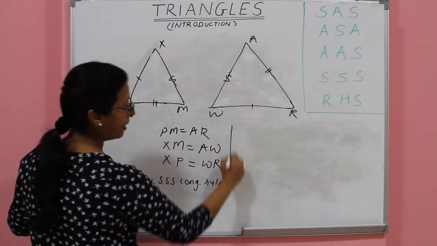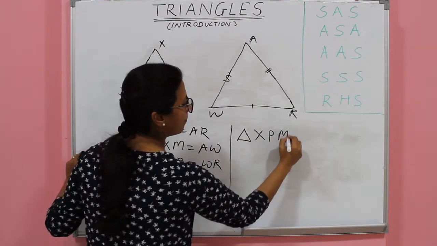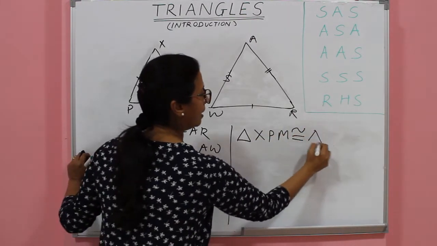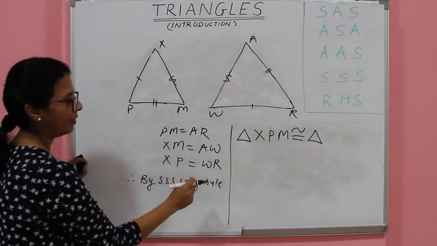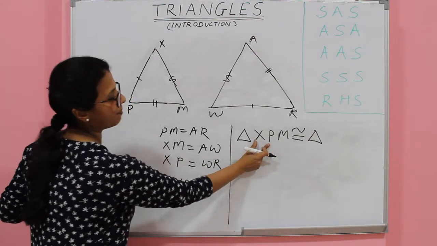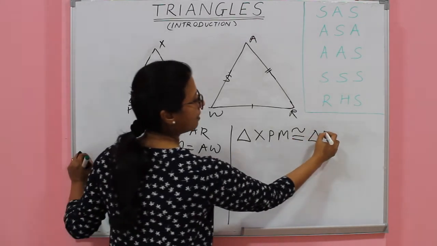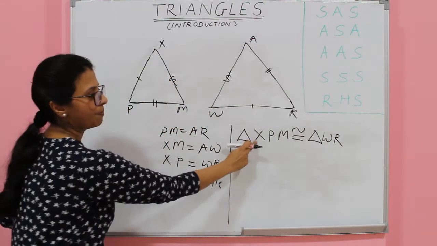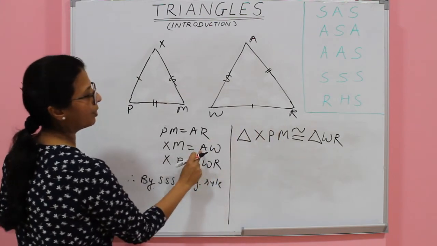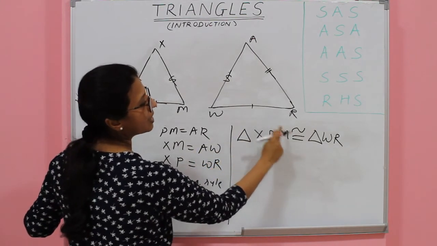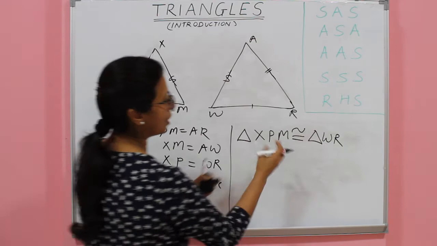Which two triangles are going to be congruent? Now we will write the triangles. Suppose I am writing triangle XPM is congruent to which triangle? Now X is over here. Is there any hint over here? No. So what we are going to do is say XP is equal to WR. It can be WR or it can be RW. We will see it. First we write it as WR. Second is XM. XM is equal to AW. So if I write it as A, XM has to be equal to AW. So it has to be WA.